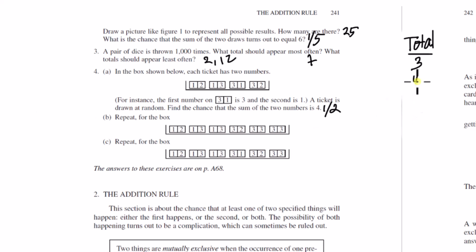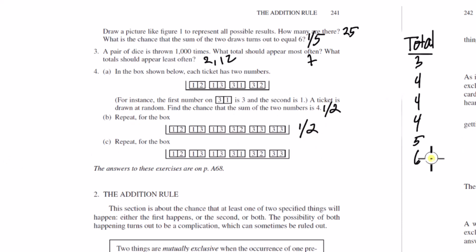Okay? Now they ask the same question for these tickets here. So you have, this sums to 3, 4, and then 4. And then 4, then 5, then 6. So the chances that you pull a 4 here is 3 in 6, 1 in 2.